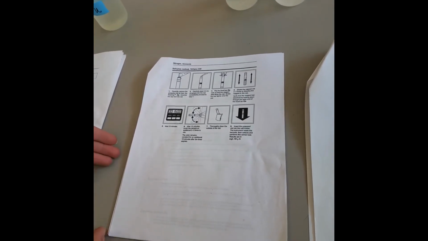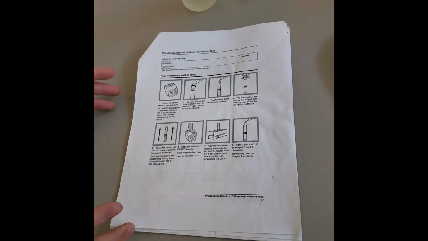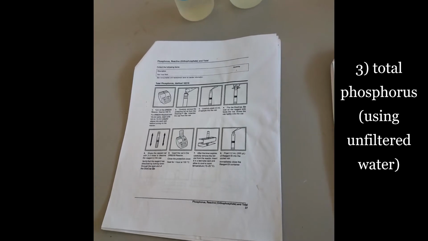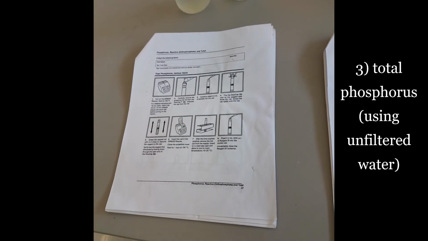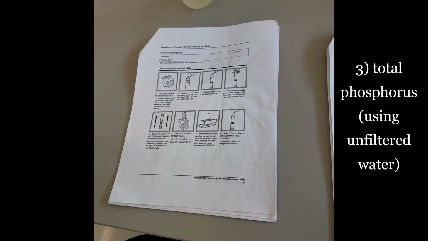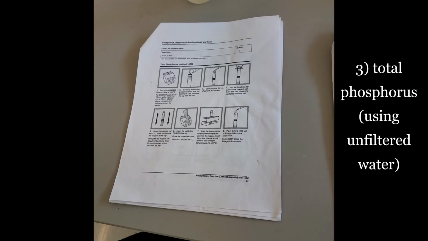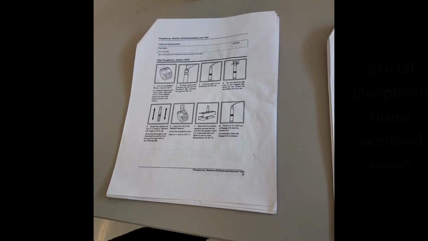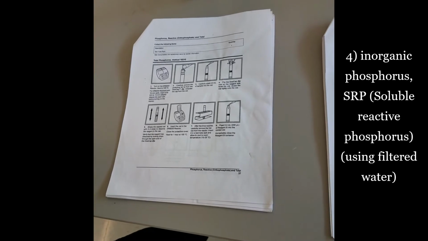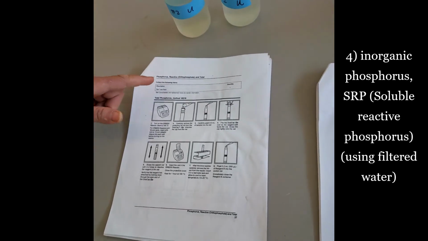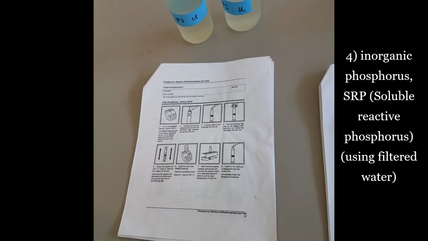This will also be with the filtered water. And then we have 2 tests here. We have total phosphorus, so we actually use the unfiltered water for that because we're assuming that the organic phosphorus that we have would have been filtered out of the filtered water. And then the inorganic form of phosphorus, it's called SRP, reactive orthophosphate.